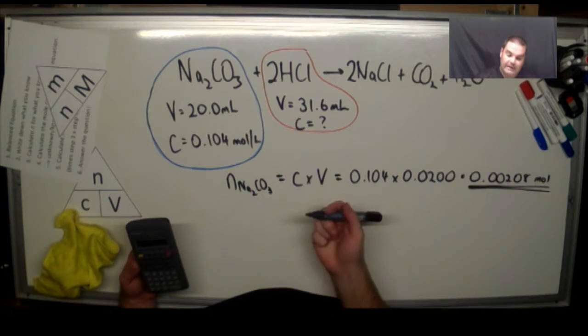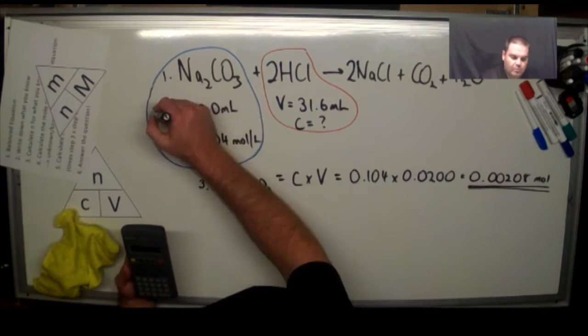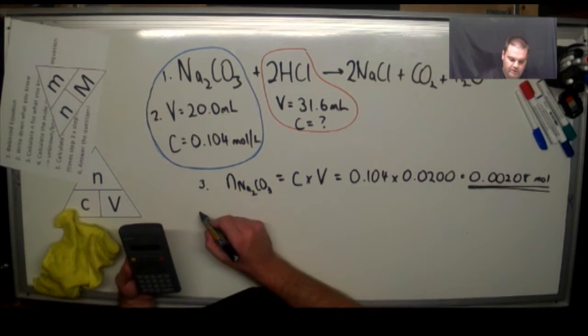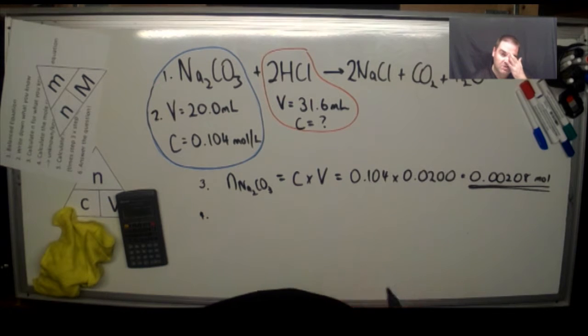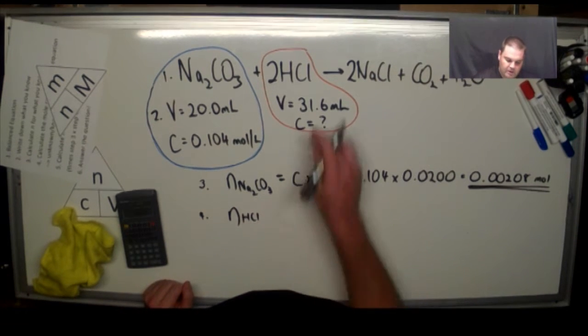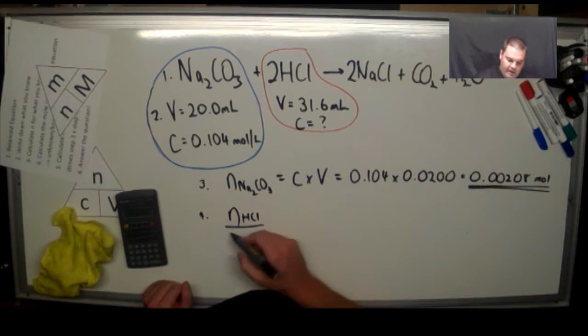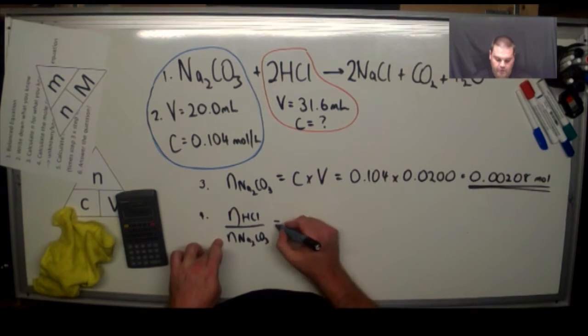Next step we do is calculate the mole ratio. That was step 1, that was step 2, that was step 3. Now we're up to step 4, which is the mole ratio. So remember I said what to do is to put your unknown on the top. Our unknown is our hydrochloric acid. Our known is the sodium carbonate on the bottom. So we put unknown over known.